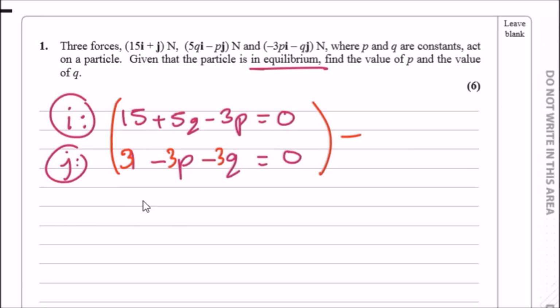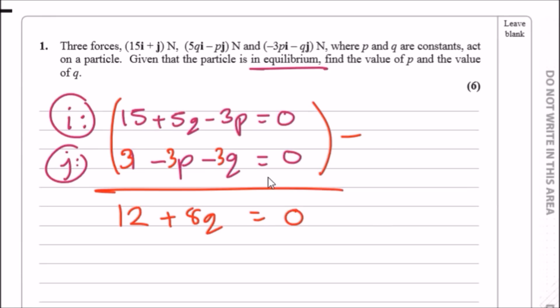So we've got 15 take away 3, we should get 12. Now 5q minus 3q will give us plus 8q. And of course, −3p take away −3p is nothing, and 0 take away 0 is 0. Now just solving this one, subtracting 12 and dividing by 8, it'll be −12 over 8. You could always use a calculator like I do, because honestly, it's easier. We should get simply −1.5.